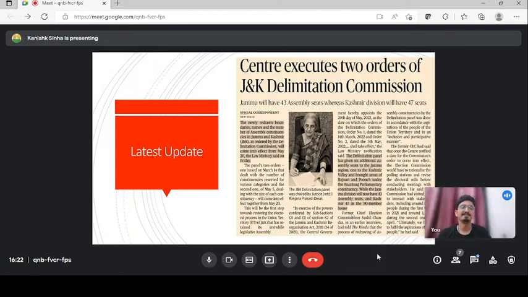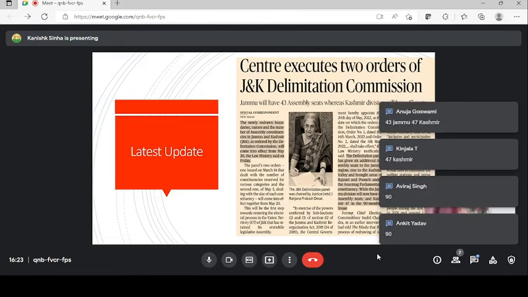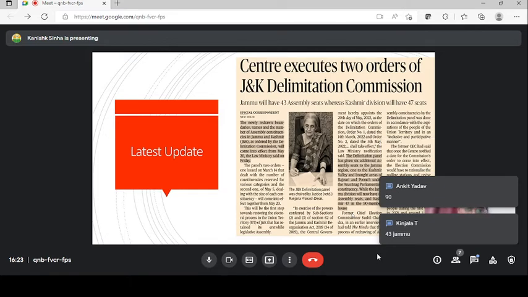The two recommendations of the Jammu Kashmir Delimitation Commission are already being enforced. Generally, you get the question in CLAT on from which date the recommendation will be enforced. It is 20th of May 2022. So, what is the number of seats as of now? Anyone? What is the number of seats according to the recent Delimitation Commission in Jammu and Kashmir? 43 in Jammu, 47 in Kashmir. Okay. Yeah, good. Very good. So the two orders of the Delimitation Commission have already been executed.